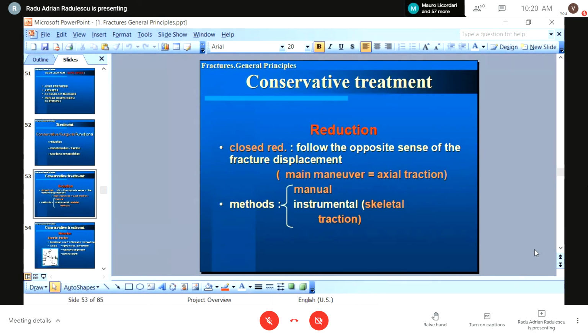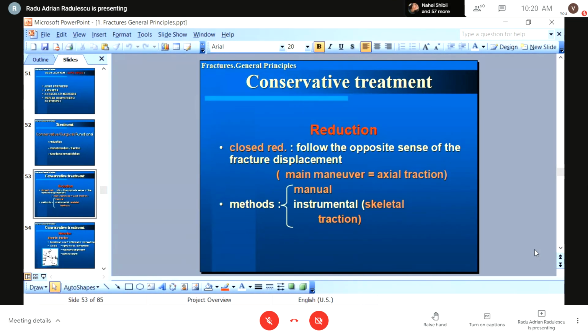So this type of reduction, which is called external reduction, closed reduction, is the most valuable from the point of view of the healing of the fracture because it doesn't interfere with the fracture hematoma. So the fracture hematoma, which forms at the level of the bone ends, remains in place, and it will be responsible in the future for the formation of the bridges between the fragments in order to obtain the union of the fracture.